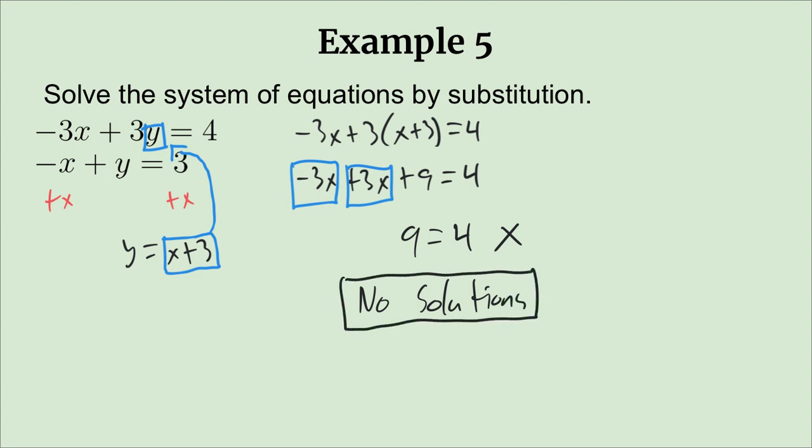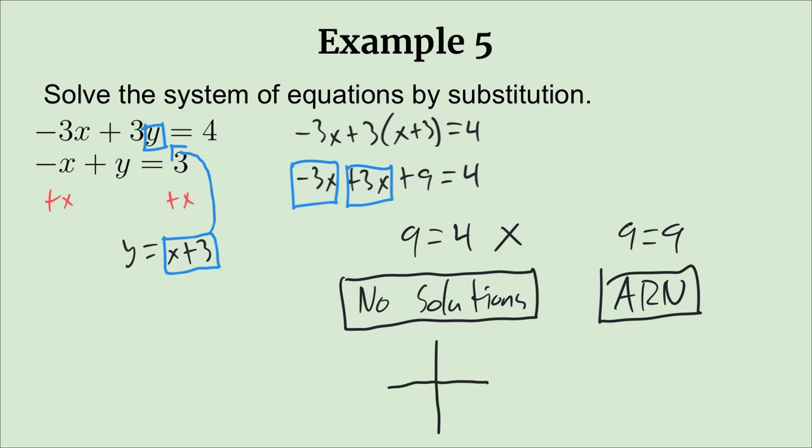If it was a true statement, let's say our final answer was 9 equals 9, that would mean all real numbers, which means they're the same line. So if we're looking at graphs, for this first one, there's no solutions. It would be something like this, where you have two lines that are parallel to each other. They never intersect. Whereas for the second one, it's something like this, where you've got the same line twice.